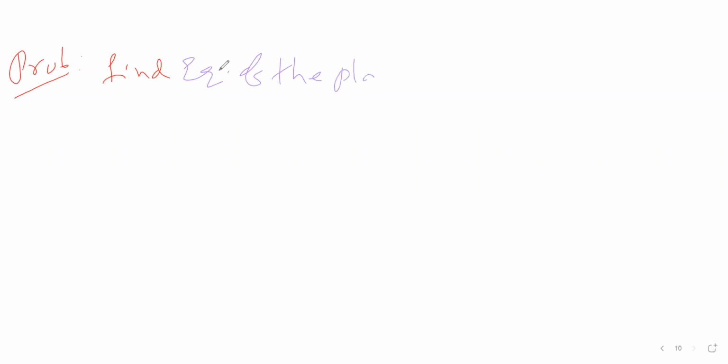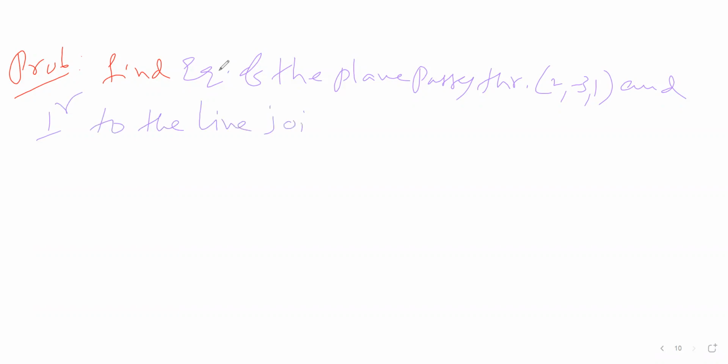Find the equation of the plane that passes through 2 comma minus 3 comma 1 and is perpendicular to the line joining. You can expect such problems.